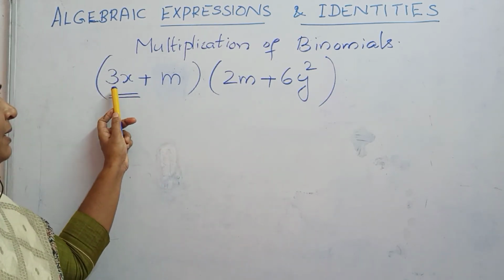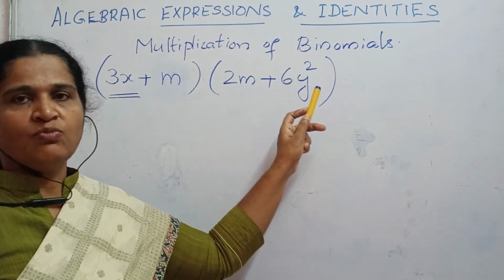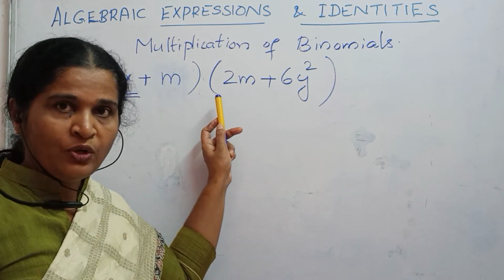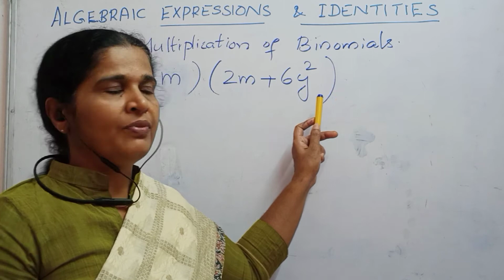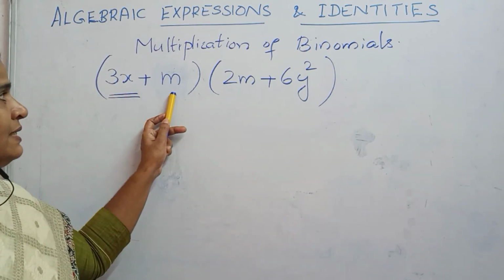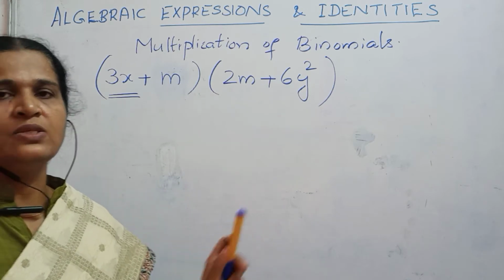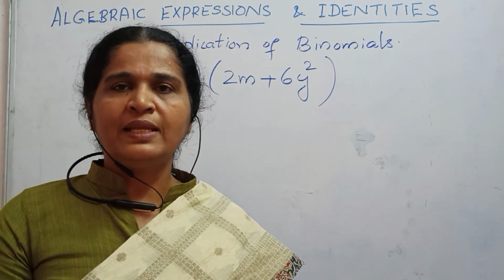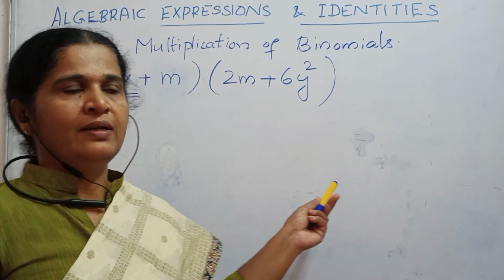Let me take an example, (3x + m) into (2m + 6y²). In the first bracket, it is a binomial. Again, in the second bracket, it is another binomial. If you look at the terms in it, this is 3x, m, 2m, 6y². There is no term that is similar, so we cannot use any identity for that. We have to multiply one by one.